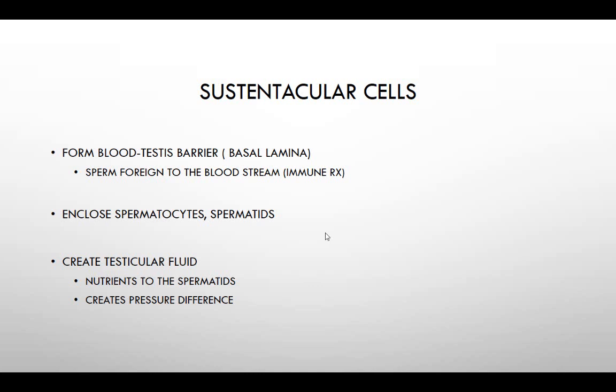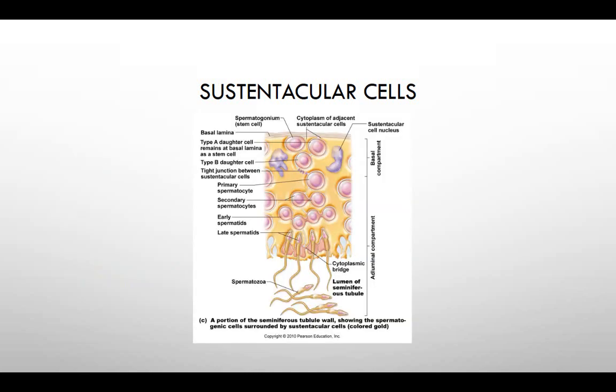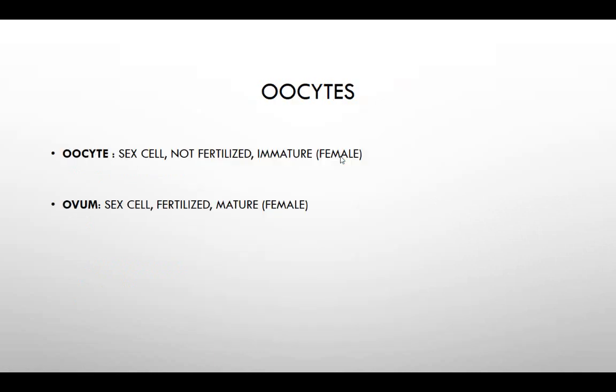They also help create what we call testicular fluid, which helps to give nutrients to the spermatids and create some pressure differences within the testes as well. And so again, you can see these cells right here, big yellow cells with the little nucleus as well. So that really summarizes spermatogenesis. What about the female and the oocytes?